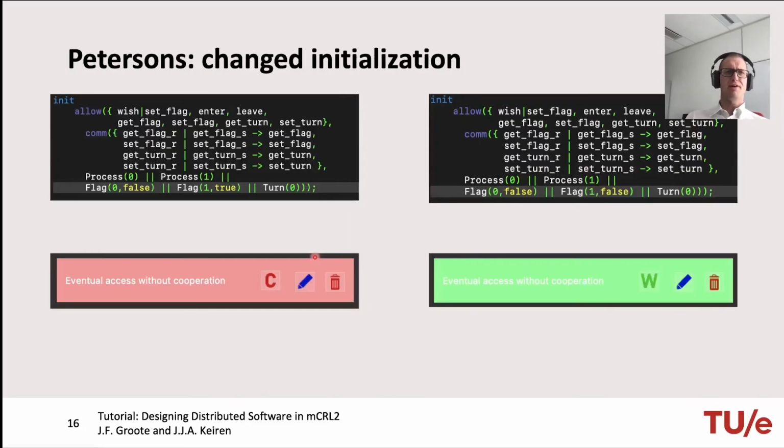And if we verify this, then we see that this property is not satisfied for the version where the flag of process 1 is initialized to true, and it is satisfied for the algorithm where the flag is initialized to false. So this way, we actually uncovered a bug in the version of Peterson's algorithm as it was described on Wikipedia 6 years ago.